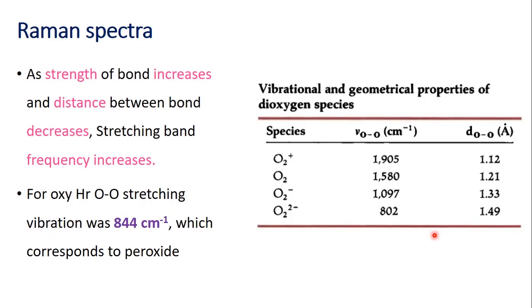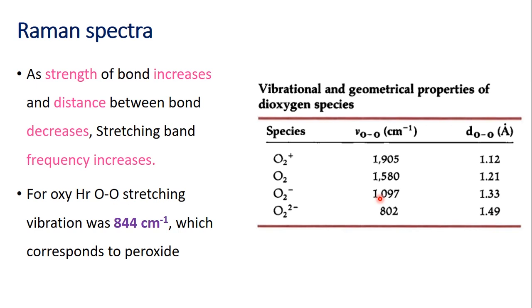So how do we confirm that this oxygen is present in the peroxide form? This was confirmed using Raman spectra. So these are the standard values for various species of oxygen that were recorded. How these values vary is based on their bond strength.